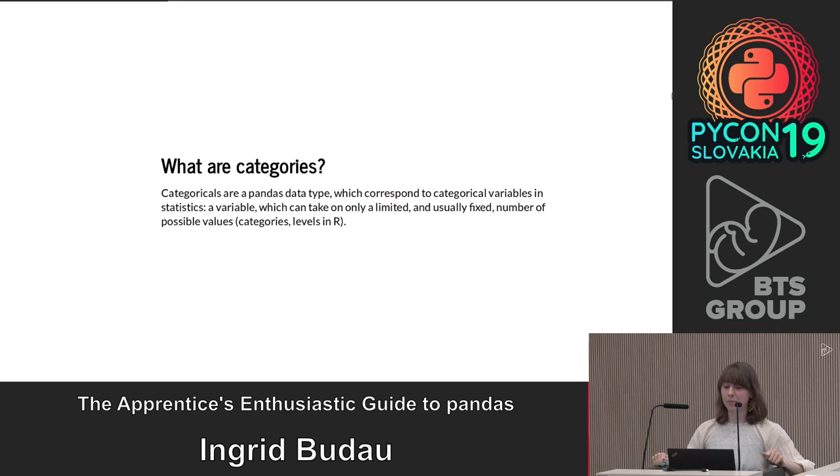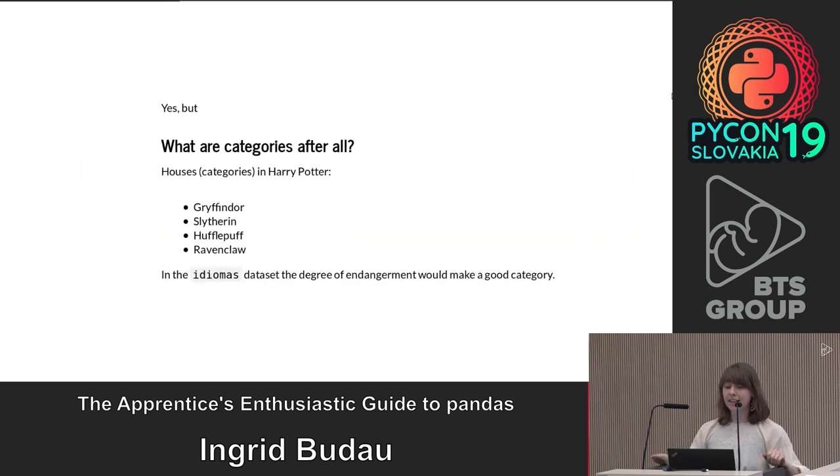Categoricals are a pandas data type, which correspond to categorical variables in statistics. A variable which can take on only a limited and usually fixed number of possible values. Yes, but what are categories? Well, if we would compare them with the houses in Harry Potter, let's say, we would have a fixed number of houses, a fixed number of options, and only one of them to pick. So, in our idiomas dataset, our degree of endangerment would make a good category because we have a limited number of values.